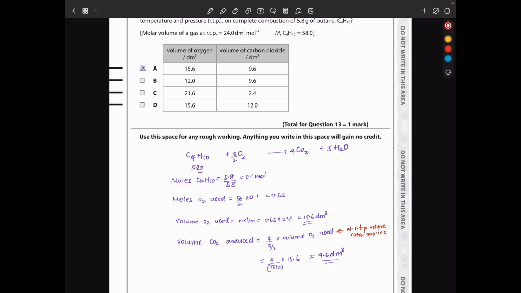And the ratio of butane to oxygen, we can see it's 1 to 13/2. So meaning we can use the mole ratio to get the moles of oxygen as 13/2 times 0.1, giving us that. So then the volume used, since it's at room temperature and pressure, we know the molar gas volume is that. So volume should be the number of moles times molar gas volume, giving us 15.6 decimeters cubed. And finally, I can use a volume ratio. If this is 15.6, this is going to be 4 divided by 13/2 times 15.6. So that gives us 9.6 decimeters cubed, and so the answer is going to be A.